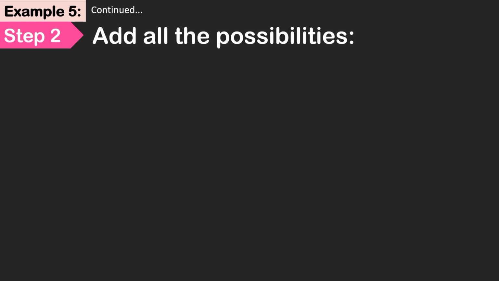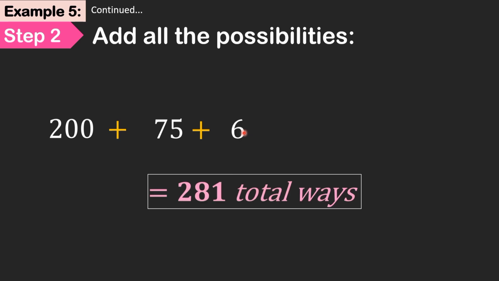Then step 2, add all the possibilities. In case 1, there are 200 ways. Case 2, there are 75, and case 3, there are 6 ways. Therefore, there are 281 ways to form a committee of 5 people from 5 men and 6 women if the committee must include at most 2 men.